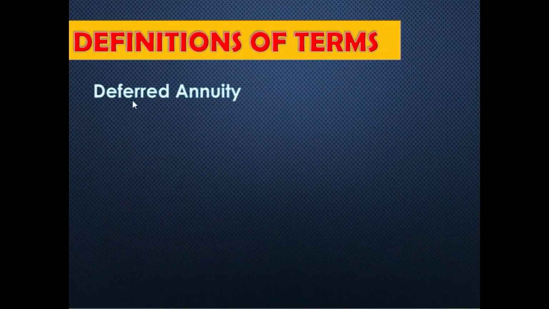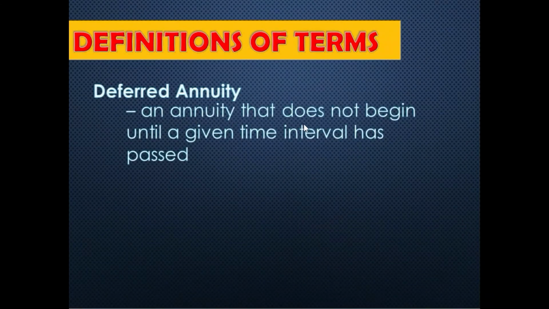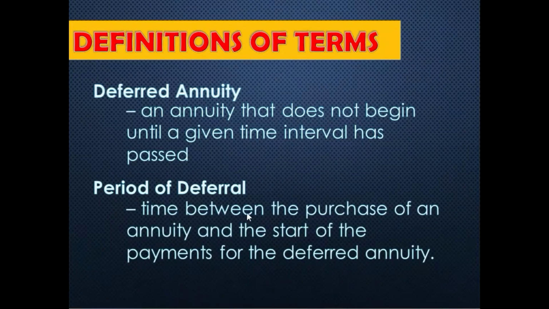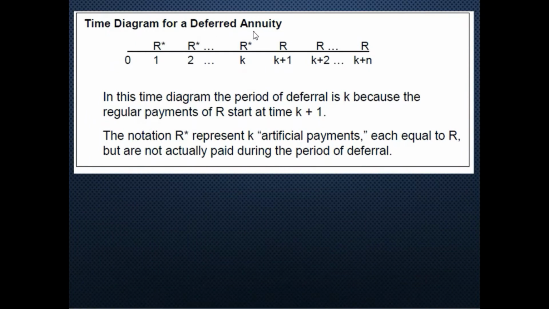What do you mean by deferred annuity? Actually, it is an annuity that does not begin until a given time interval has passed. The period of deferral is the time between the purchase of an annuity and the start of the payments for the deferred annuity. In this time diagram for a deferred annuity, the period of deferral is K because the regular payments of R start at time K plus 1.